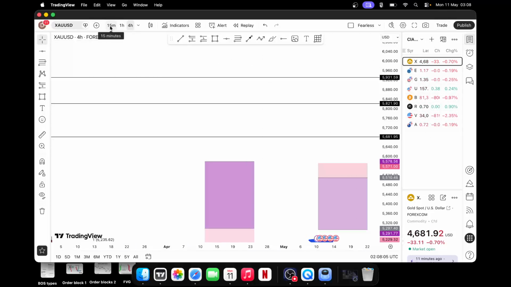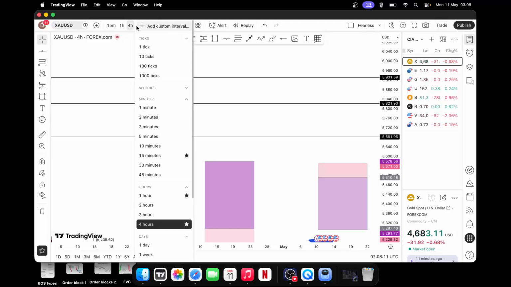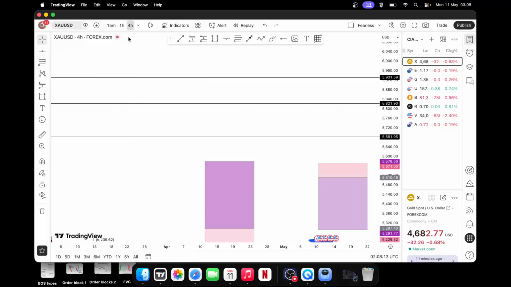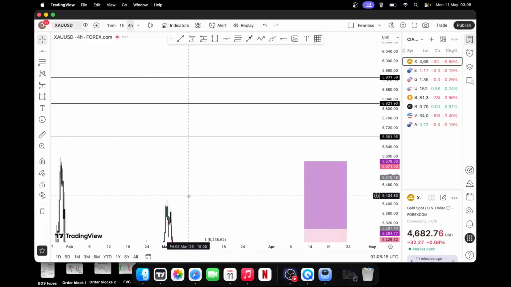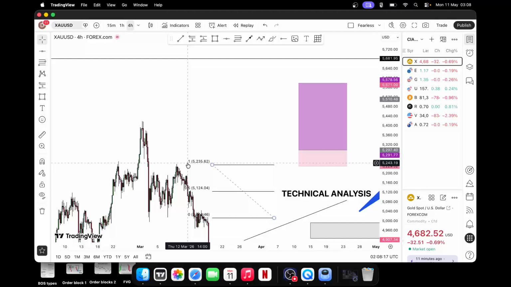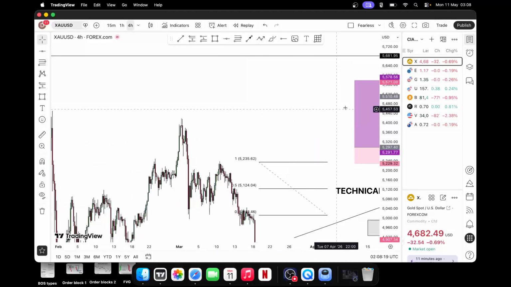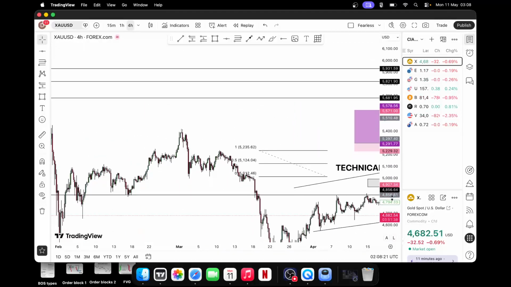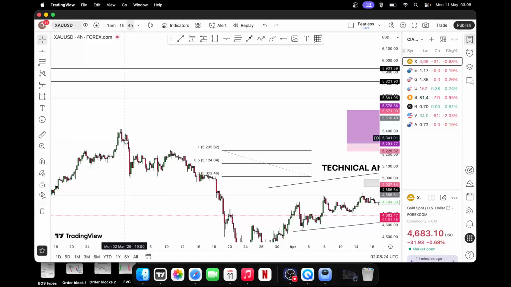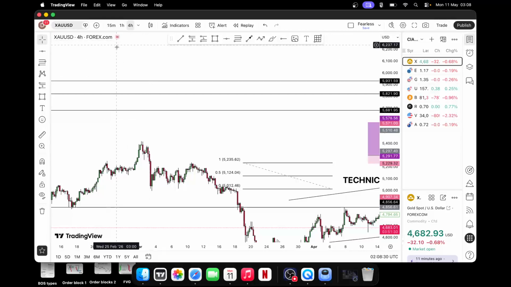So this 15, 1 and 4, they represent what we refer to as time frames, meaning that this 4 hour means all these candles that you are seeing are printed in 4 hours. So this one took 4 hours to print, it took 4 hours to print that candle, it took 4 hours to print this candle. That's what it means. We call it time frame.